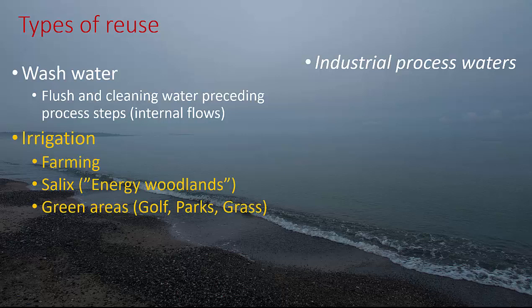Also, we have irrigation, which I think everybody knows about. And again, you have different types of irrigation. You have farming, different types of crops. You have salix fields, which I've translated from Swedish, energy woodlands. Also, you have green areas such as golf, parks, grass, and so forth.